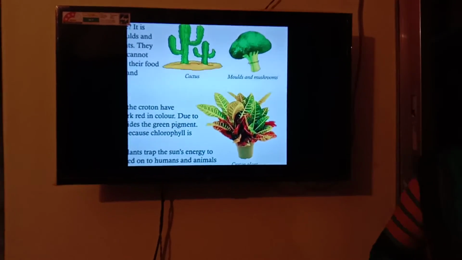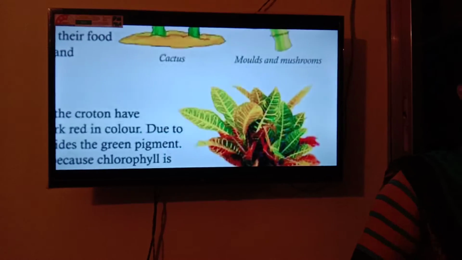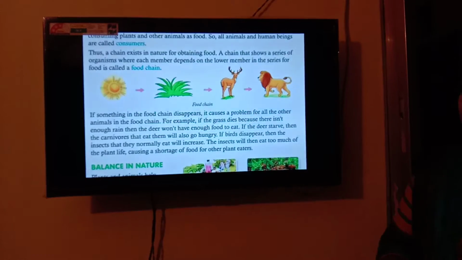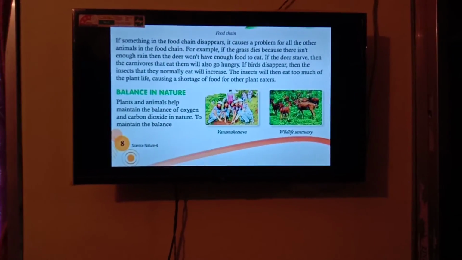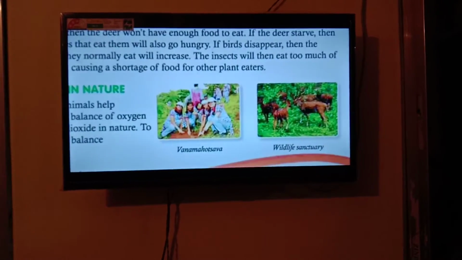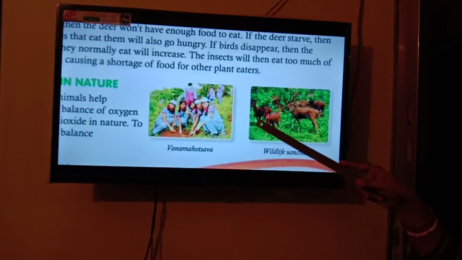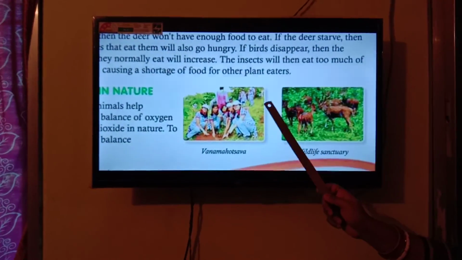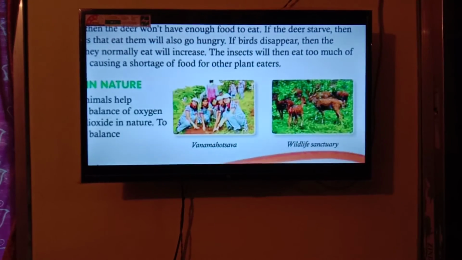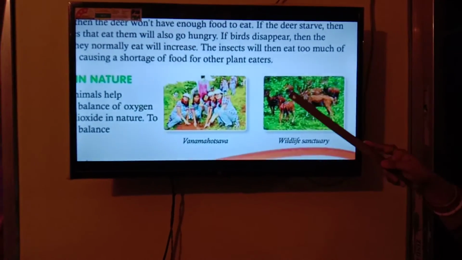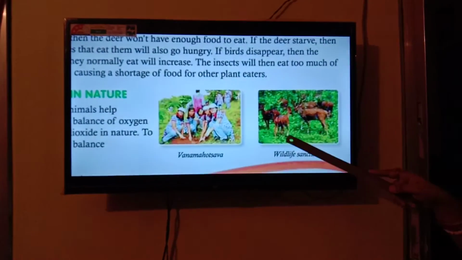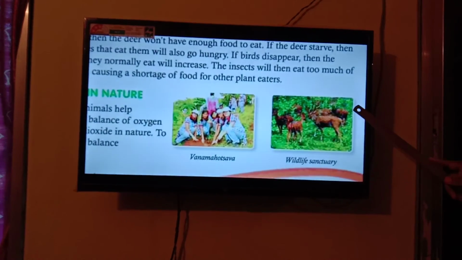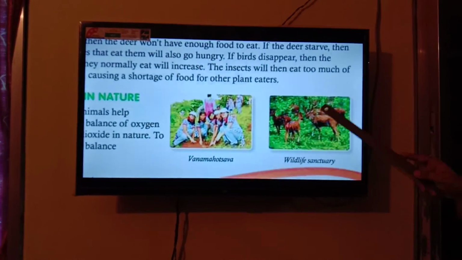Now I will tell about the balance between plants and animals. Plants and animals both balance carbon dioxide and oxygen. This is the Van Mahotsav. Van Mahotsav promotes everyone to plant more trees. Don't cut the trees. And this is a wildlife sanctuary. Everyone look at the picture. A wildlife sanctuary protects against people or humans harming wildlife, about the harm of cutting down trees.